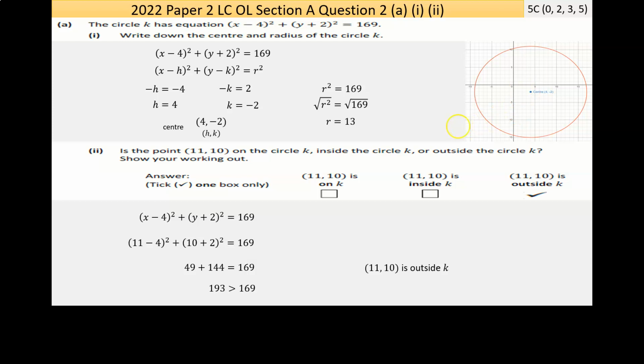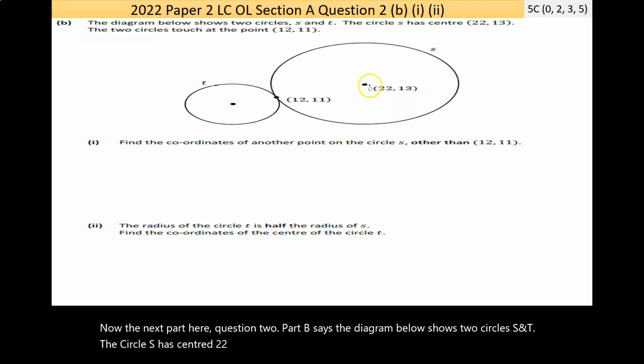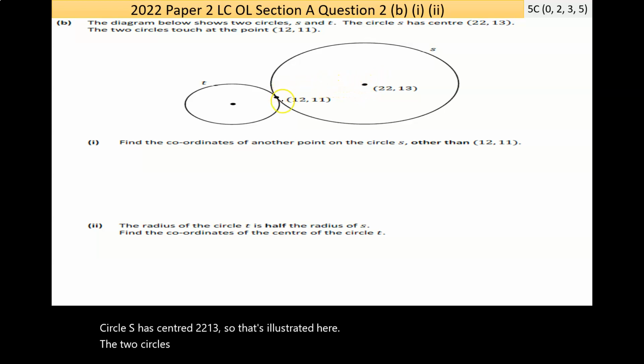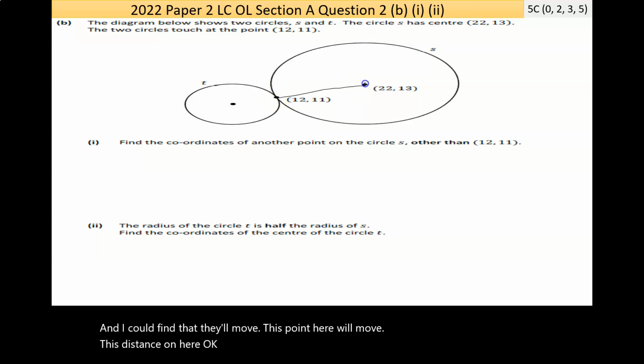Now in the next part, question 2, part B, it says the diagram below shows two circles S and T. The circle S has center 22, 13. So that's illustrated here. The two circles touch at the point 12, 11, which is shown on the diagram. And this point here will move this distance on here. I could find the radius if I wanted to, using the distance formula.